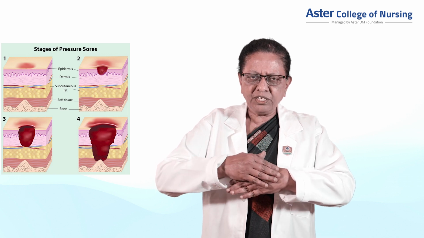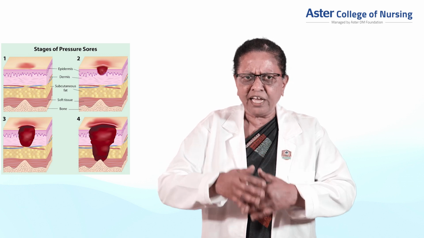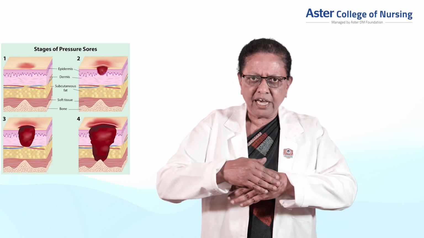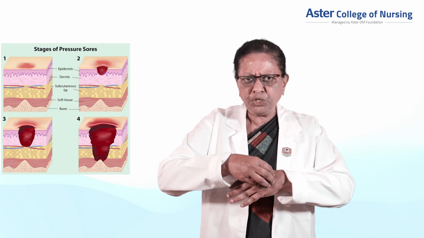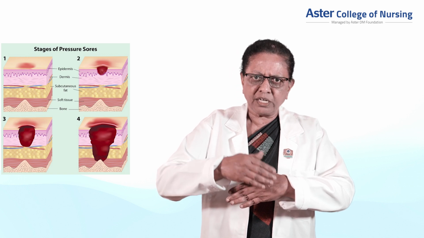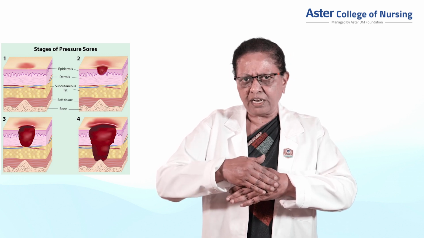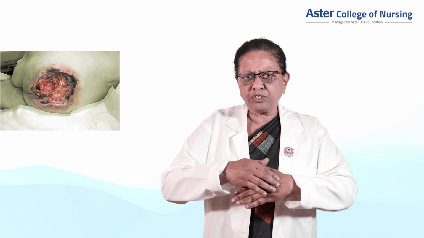The third stage is when the pressure ulcer has extended up to the subcutaneous fatty layer. Very dangerous, because there the organism can erode a lot of tissue and you are in a very difficult situation. So that is the third stage of pressure ulcer. The fourth stage, of course, involves the muscle and the bones. So that is called the fourth.